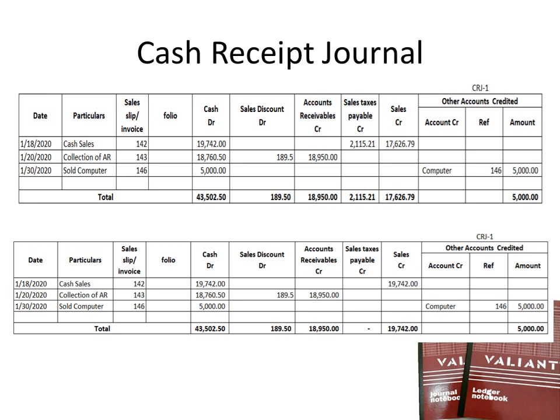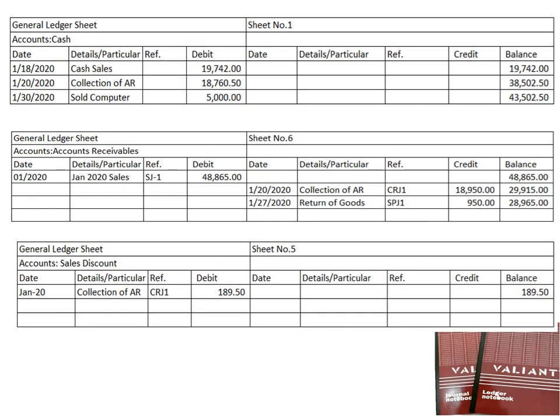Another thing you could also enter here is the proceeds from loan or the dividend. Okay? So we now record it on our sales journal or on our general ledger. General ledger, we paid on cash. Cash sales. So we have now cash, 19,000. Collection of cash, 18,760.50. And then sold computer, 5,000. So our cash would now be a total of 43,502.50. Okay? If you total also the cash column, you would have the same balance.